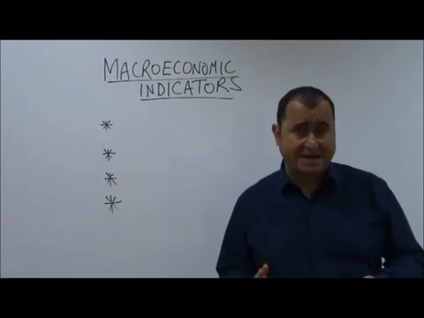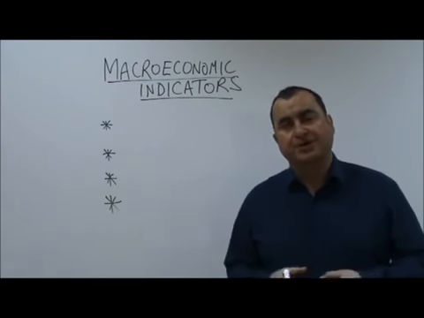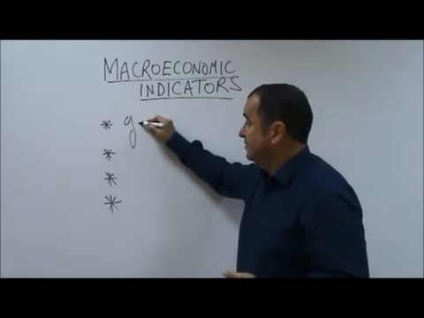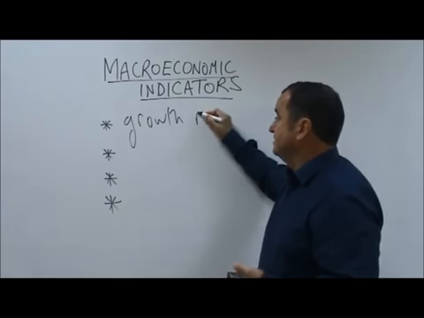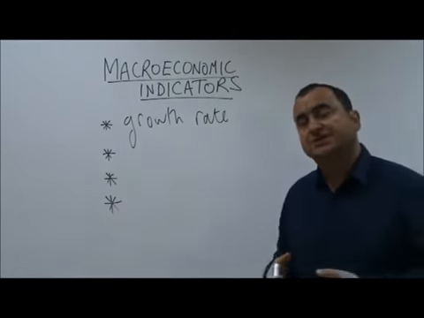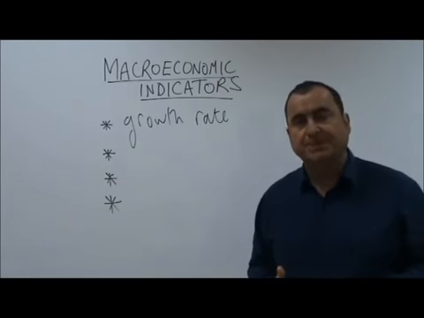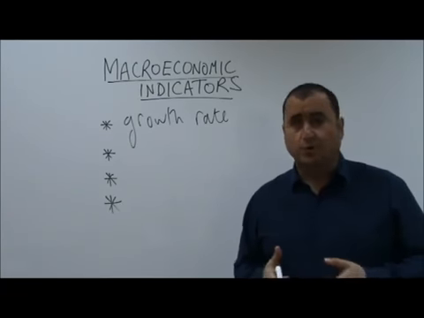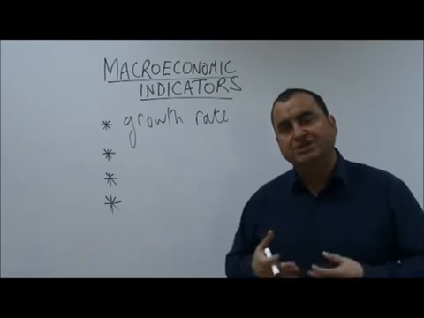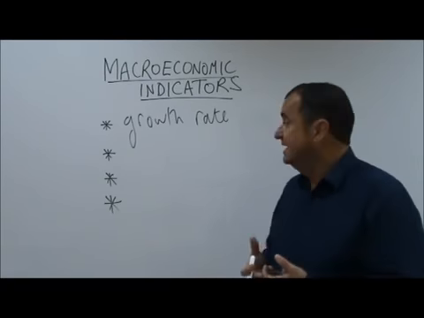So, what are these four macroeconomic indicators? Well, the first of them is the economic growth rate. The growth rate of the economy looks at the speed at which GDP is increasing. GDP is the value of all the goods and services produced in an economy in a single year. When GDP rises, that's economic growth in an economy.